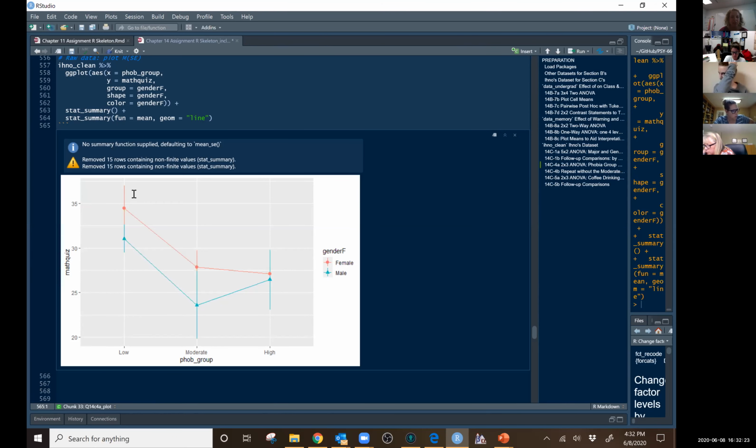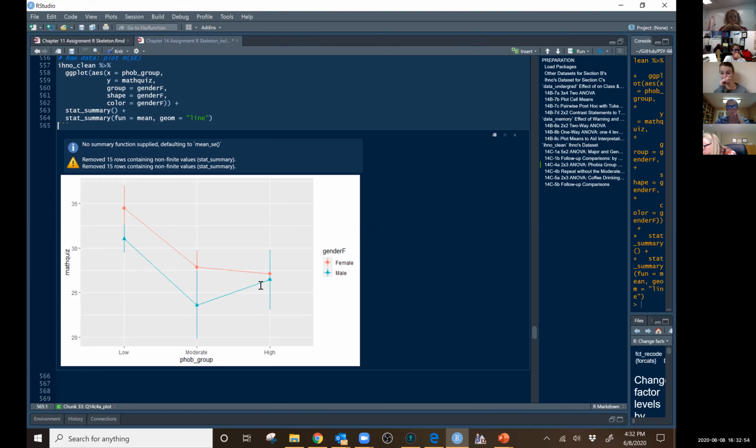Okay, so let's see. What does it look like in the low phobia group? Females are higher than males, but there's overlap. What about in the moderate phobia group? Females are higher than males, maybe a little bit more spread out, but still overlapping. What about in the high phobia group? Smaller, they're tighter together, but females still a little bit higher.